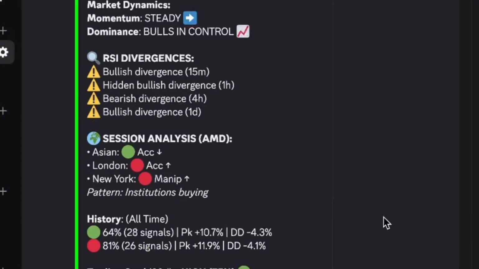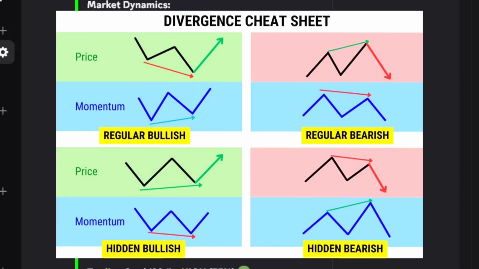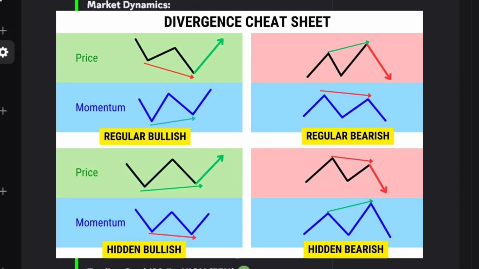Next we come to RSI divergences, and I have a video for this which I will link here. We use all 4 divergences. Regular bullish, which is saying that there's a reversal signal up from a downtrend. Regular bearish, meaning there's a reversal signal down from when it's been moving up. Hidden bullish, which is a continuation of the bullish trend. And hidden bearish, which is a continuation of the downtrend.